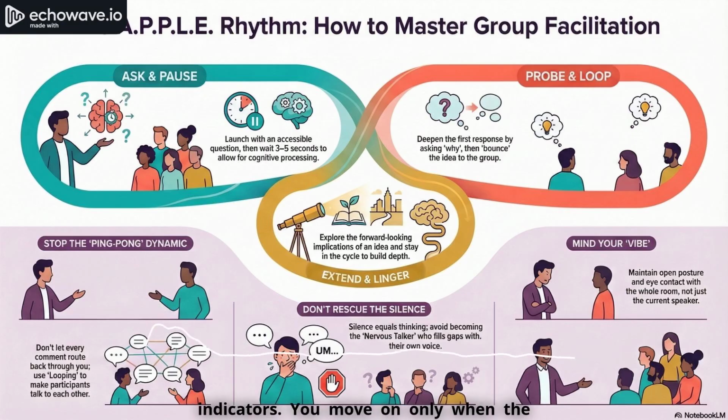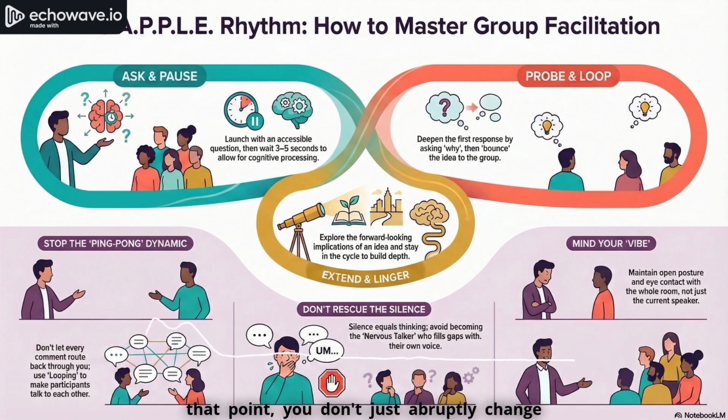You watch for the indicators. You move on only when the physical energy in the room noticeably drops, like people start leaning back, checking out, looking at their watches. Yeah. Or you listen for repetition. When participants start agreeing with each other using slightly different words, but no new information is actually being added, the vein has been fully mined. All right. Or simply when the key insights you needed have clearly surfaced.